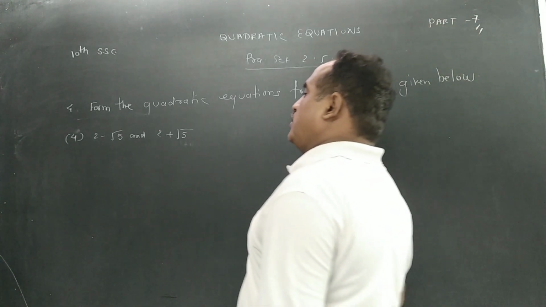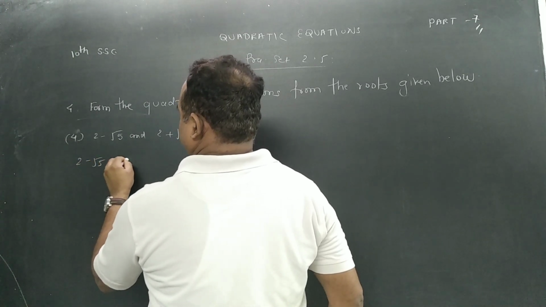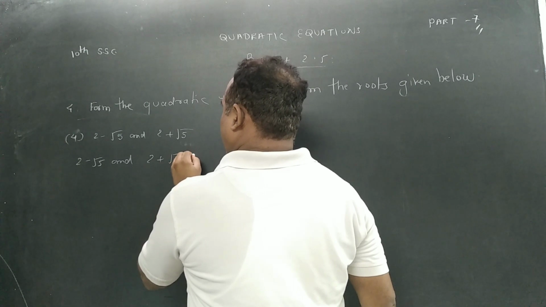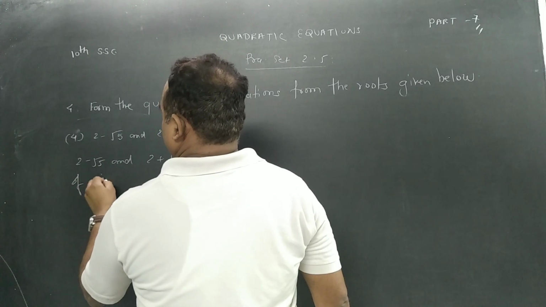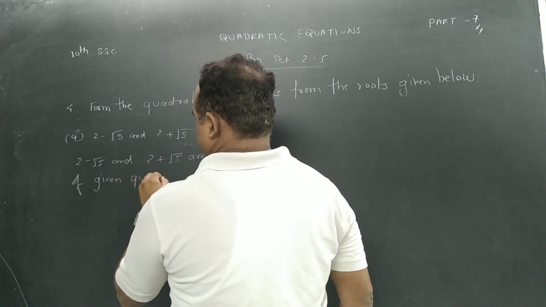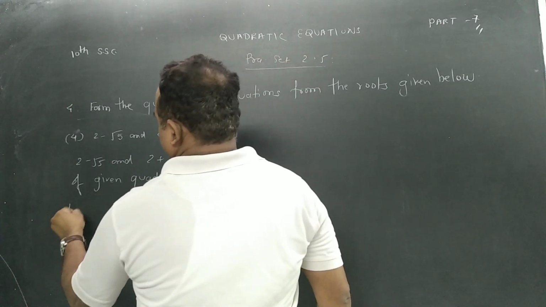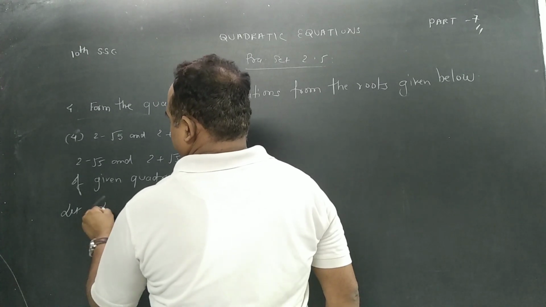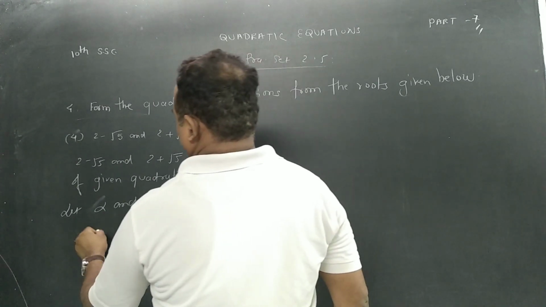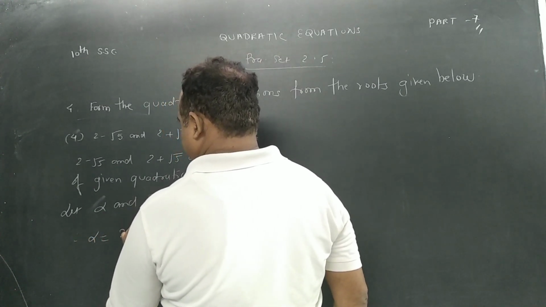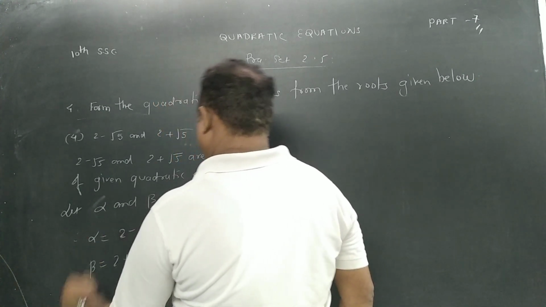Now, 2 minus root 5, 2 plus root 5. In this case, 2 minus root 5 and 2 plus root 5 are roots of the given quadratic equation. Let alpha and beta be the roots. Therefore, alpha is 2 minus root 5 and beta is 2 plus root 5.